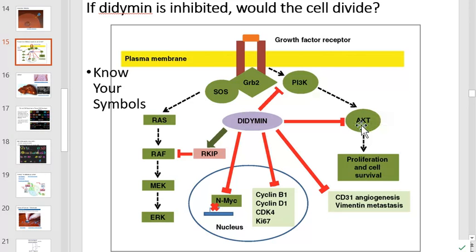Okay, so it will divide because that's the job of AKT. It says AKT causes proliferation. You need to know that word. Proliferation means cell division. Proliferate means to become more in abundance. Cells will divide. Okay, so you got to know your symbols. So let's do some more practice.